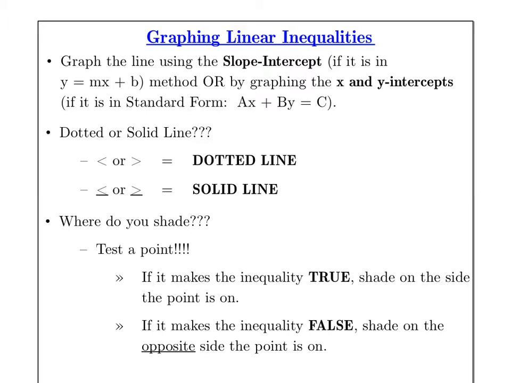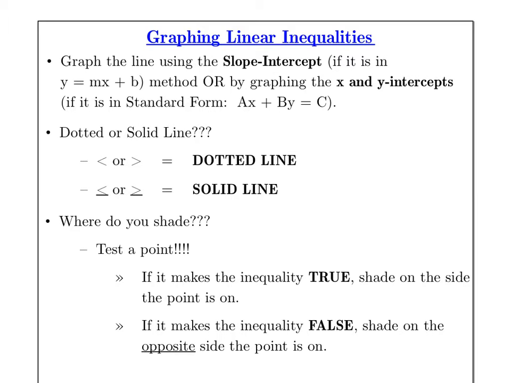I know you have graphed inequalities before, and the thing you need to remember is, if you're graphing an inequality that has a less than or a greater than, you're going to use a dotted line because we're not including the solutions that are on the line. And if you have a less than or equal to or a greater than or equal to symbol, you will use a solid line because we are including the solutions that are on that line.